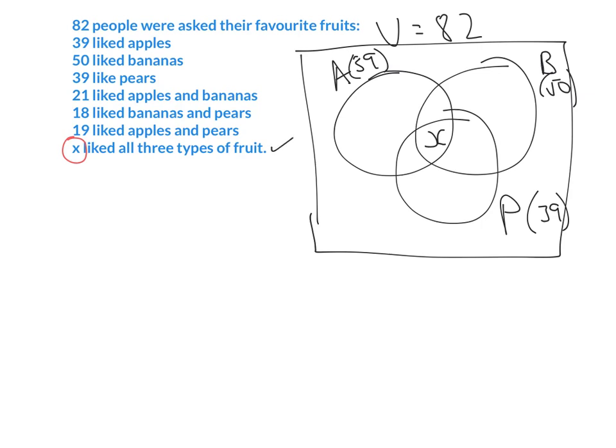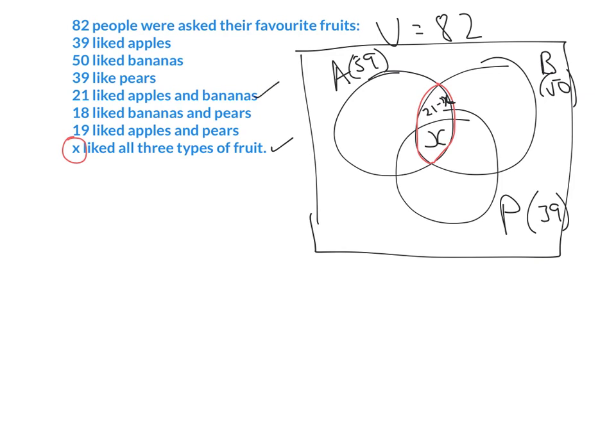Right, next thing we do then is we go back to the intersections. So we're told that 21 liked apples and bananas. So if we just think about where the apples and bananas go, we need to think, okay, well if that was a number in there, we would have just subtracted it from 21. However, it's a letter, so all we can do is write down 21 minus X until we know what X actually is. And we'll take that one off for the moment.